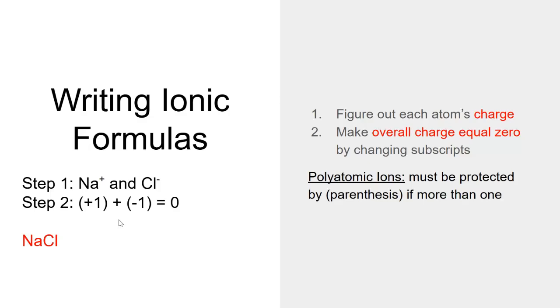When you write ionic formulas, it's only 2 steps. You figure out each atom's charge, and then you have to make the overall charge equal to 0 by changing the subscripts. You determine the atom's charge by looking at their number of valence electrons. So how many valence electrons does that element want to gain or lose in order to become stable?